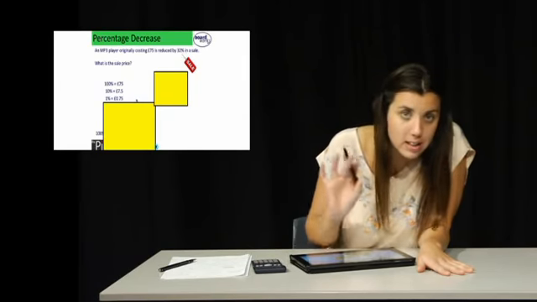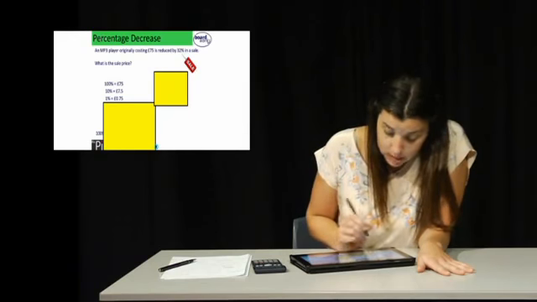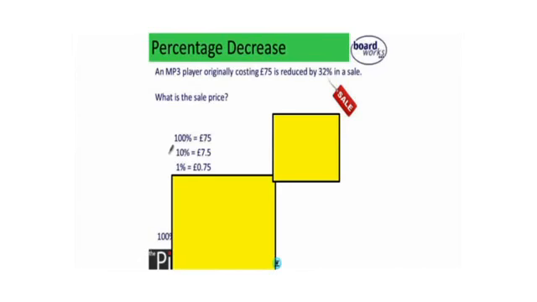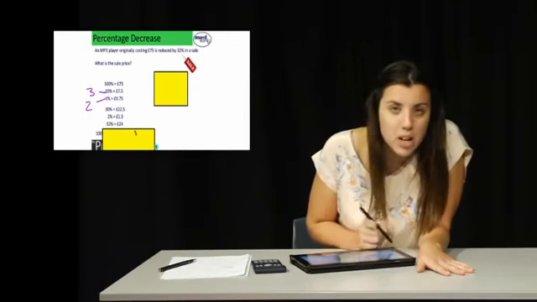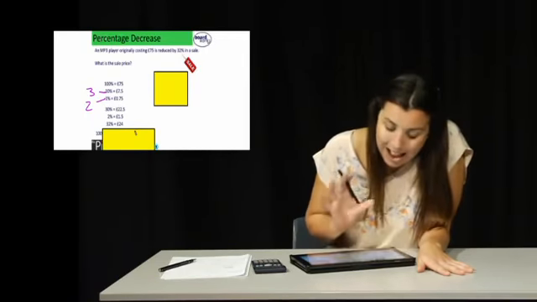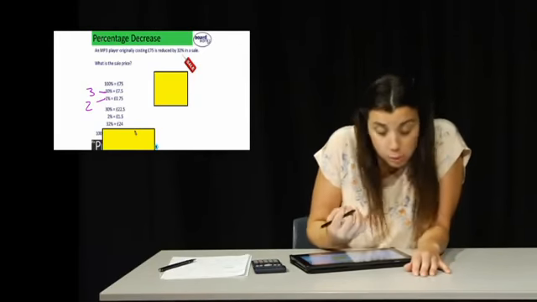Again, once you've got that 10% and 1%, you can work out any percentage. In this case, we need 32. So I want 3 of those, and I want 2 of those. So that's 3 lots of 10 to make my 30, and 2 lots of 1 to make my 2, the 32. Add those up, and I'm going to get £24. Now, this time it's a decrease. So instead of adding this to my original price of £75, I'm going to have to subtract it.